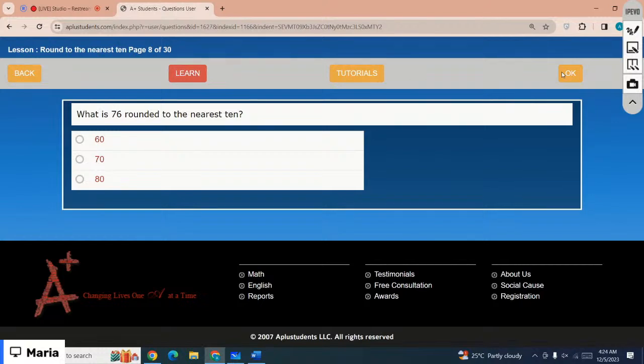What is 76 rounded to the nearest 10, which is the correct option? 70? Why? How? Why 70? Please explain.